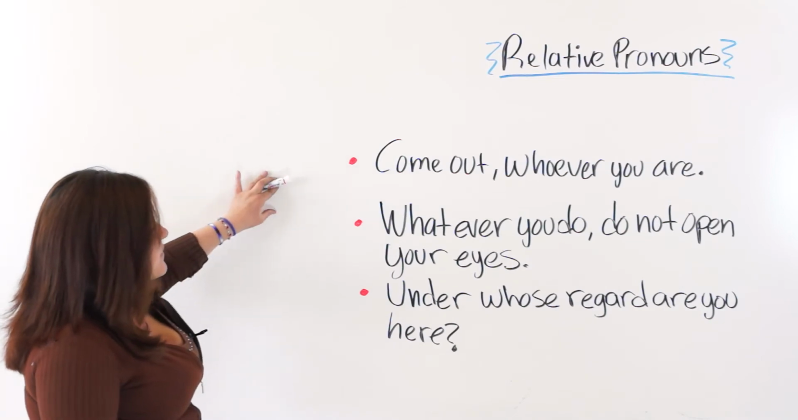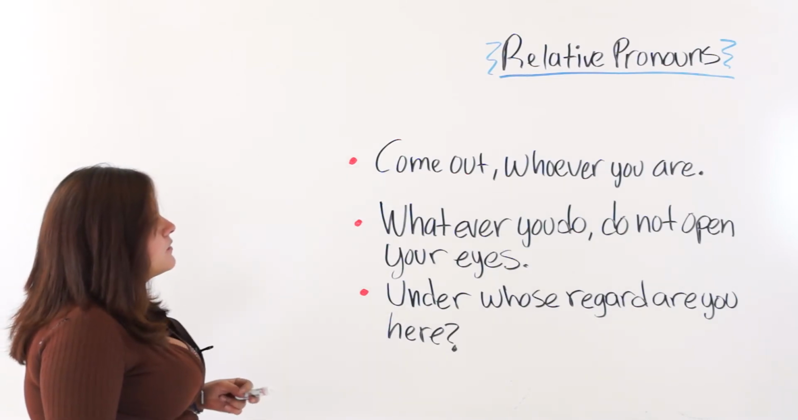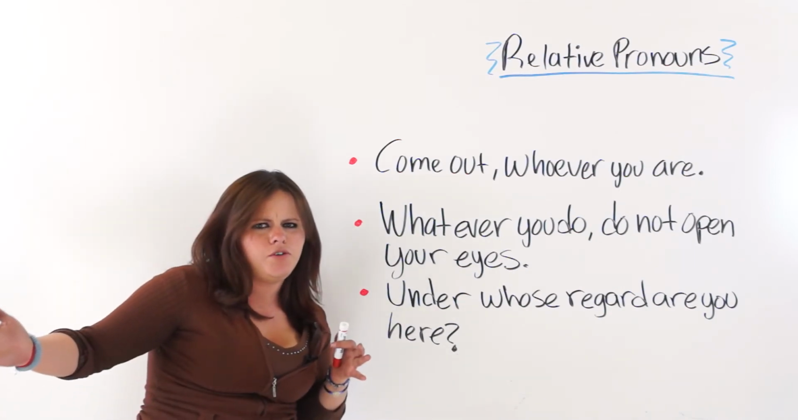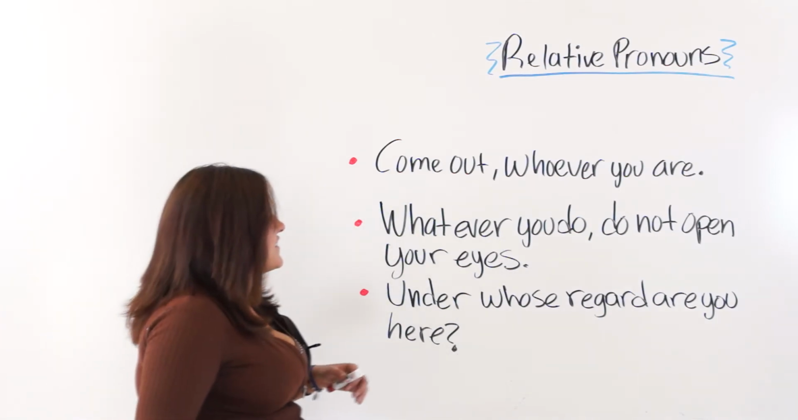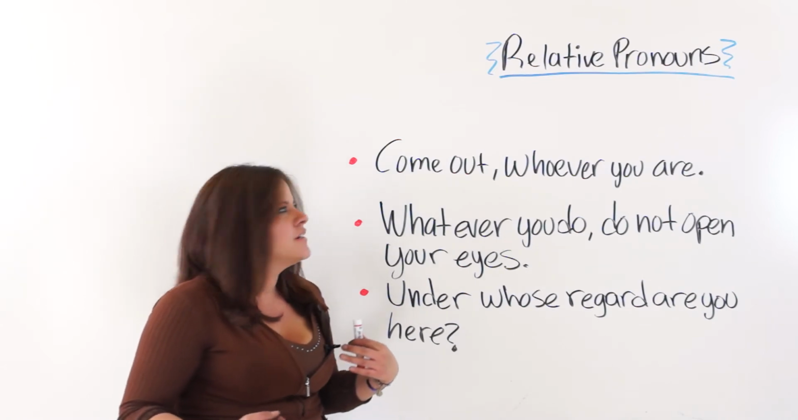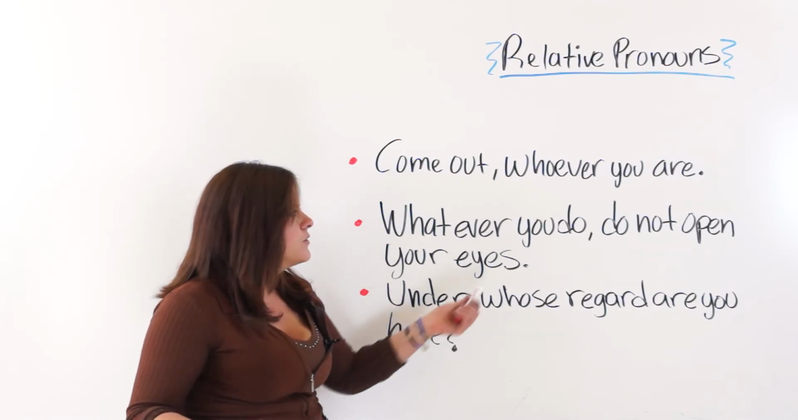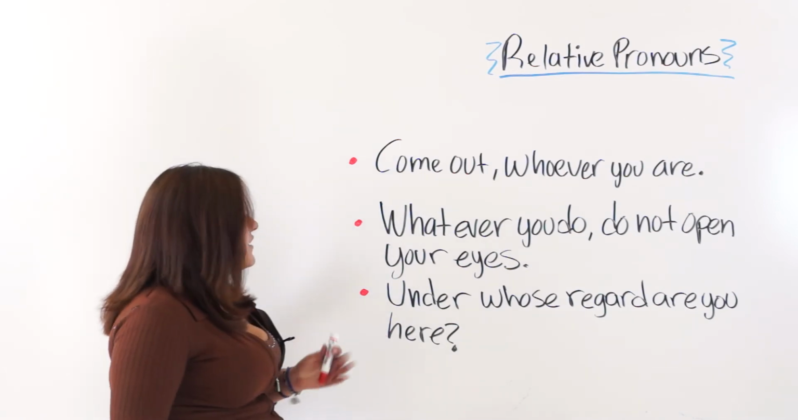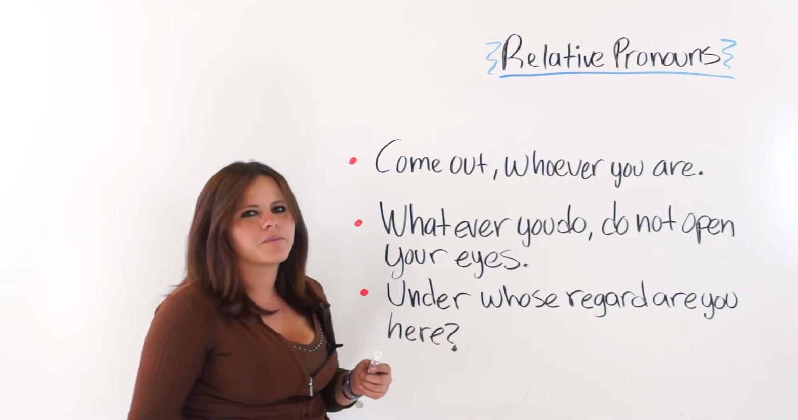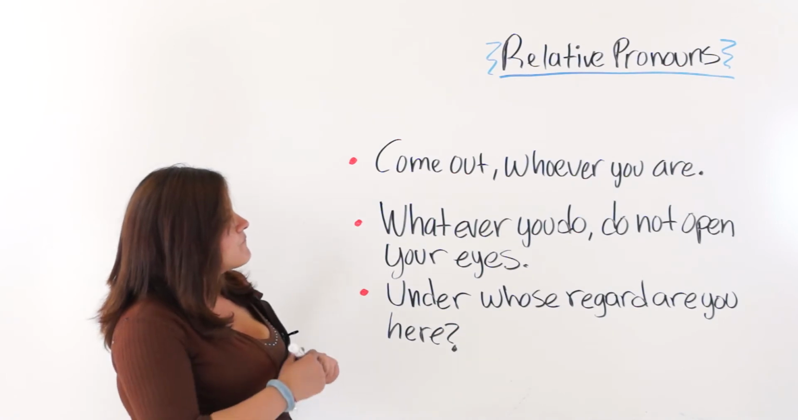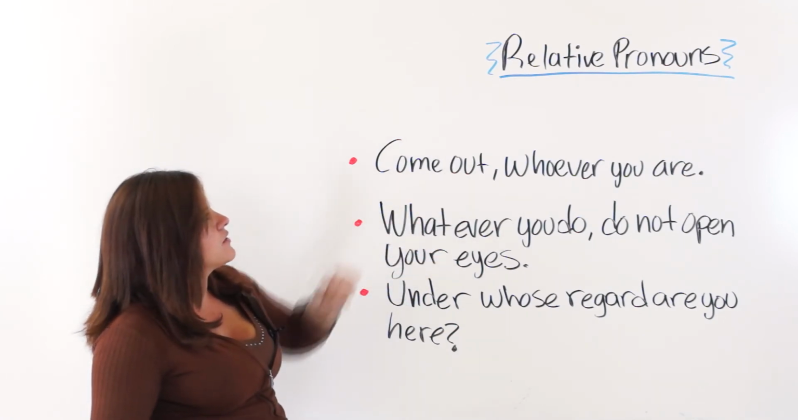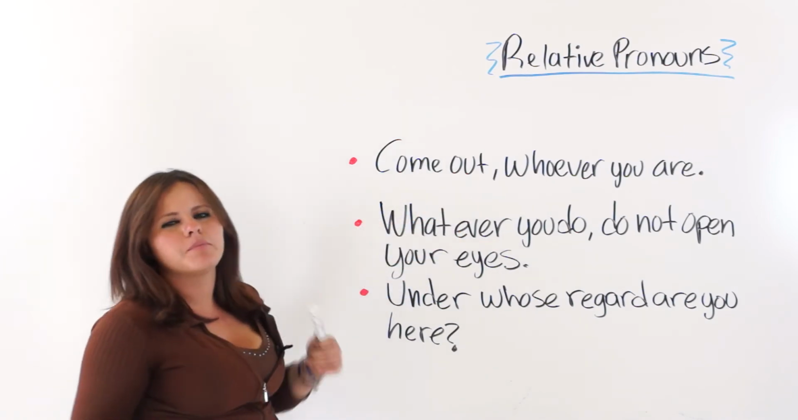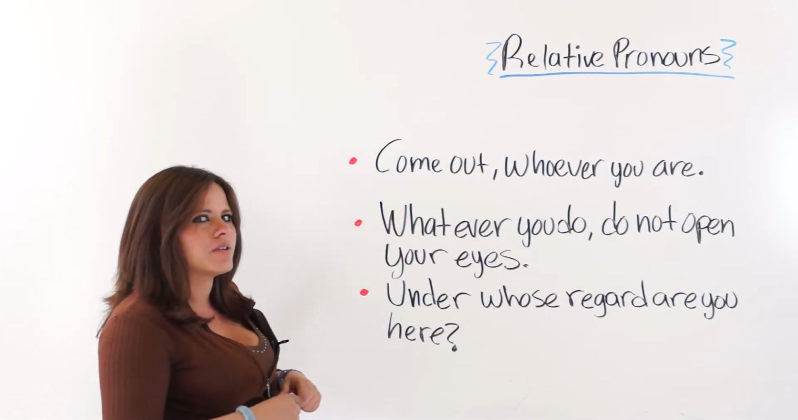Well, the first one says, come out, whoever you are. This is like a horror movie line, right? Whatever you do, do not open your eyes. Okay, and the last one, under whose regard are you here? All right? So, which of these words is a relative pronoun? Which of these joins a dependent clause to its background?